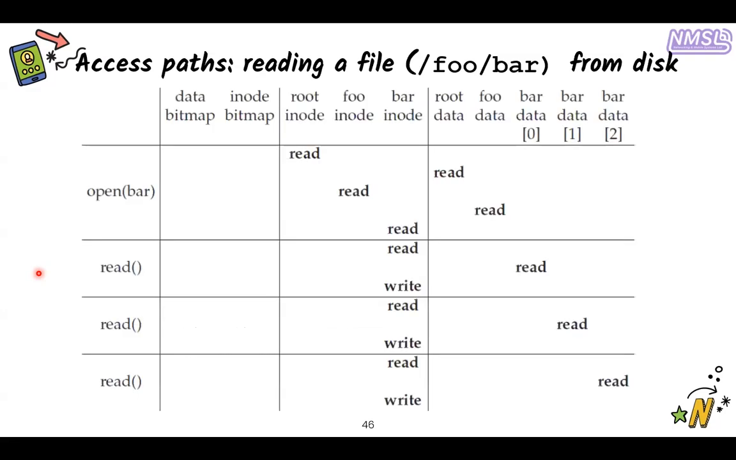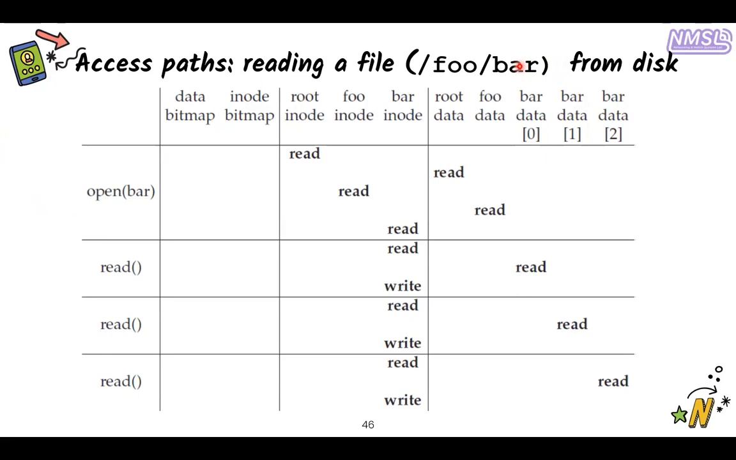So to understand the importance of this, we're going to go through an access path of reading a file called /foo/bar from the disk and then writing. So if you want to open a file called bar, you need to have some information, right?